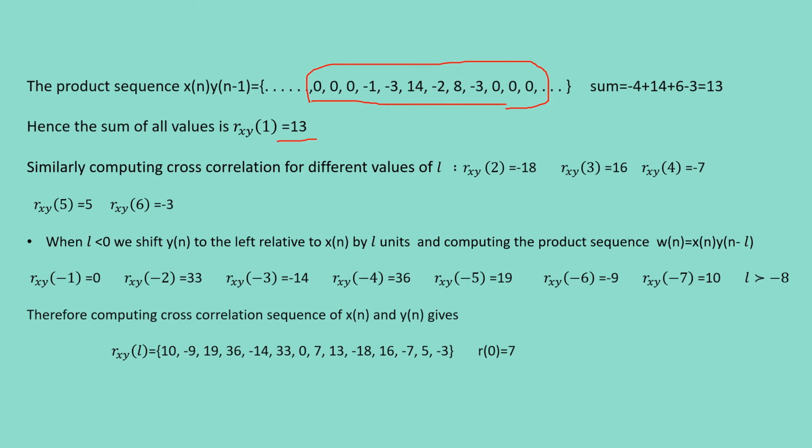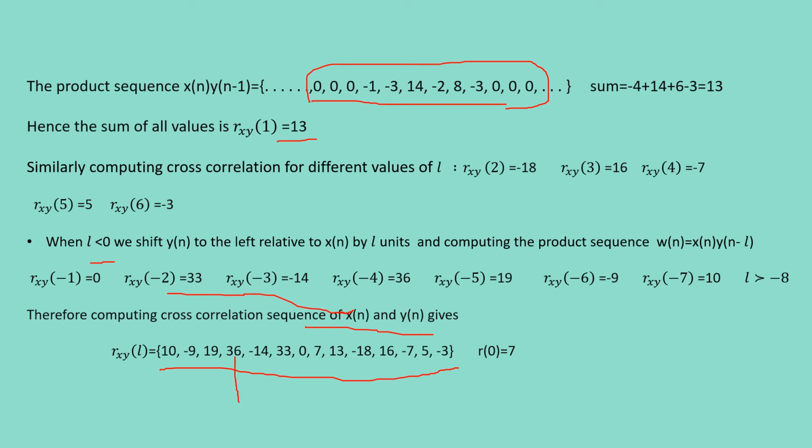Similarly, computing cross correlation for different values of L, we obtain minus 18, 16, minus 3 and so on. Also putting values of L less than or equal to 0, we obtain all these values. Now, the overall cross correlation sequence of x of n and y of n is the combination of the sequences when L is less than 0, when L is greater than 0, and when L equals 0. This is the sequence.